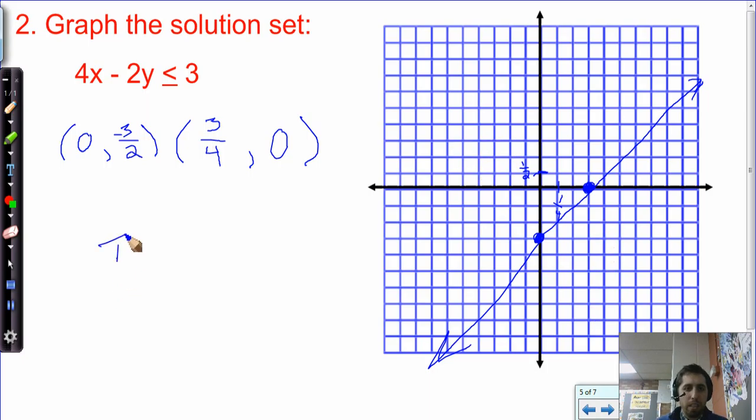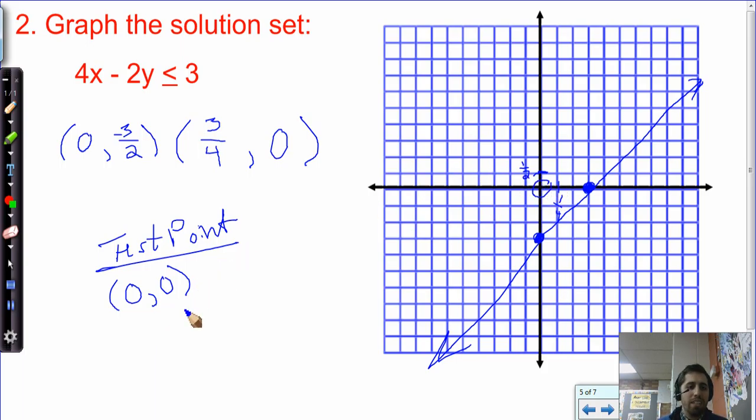What test point do we want to use? We need to use a test point. Again, that's the last step, to figure out which side should be shaded with all the correct solutions. And I like to use the test point (0, 0). It's usually pretty obvious, so let's look at it.